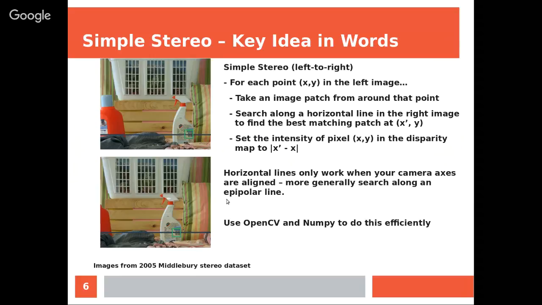In particular, horizontal lines only work when your camera axes are well set up and your epipolar lines are horizontal. In a more general case, you search along an epipolar line. And I also want to pause here for a moment: you have to be clever with OpenCV and NumPy if you want to do this search in any reasonable amount of time. Back when this used to be a problem set, we'd get lots and lots of submissions that took hours and hours to run, because you can imagine if you have a loop for every pixel in the left image, for every pixel along the line in the right image, you're starting to get very large loops very quickly. So you do have to think about using NumPy and NumPy indexing to do these calculations efficiently.